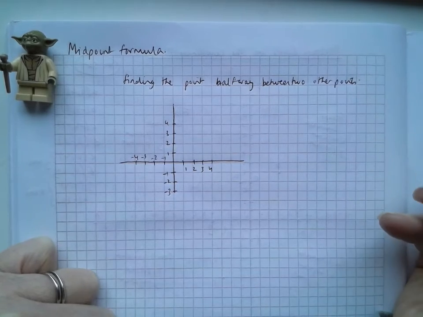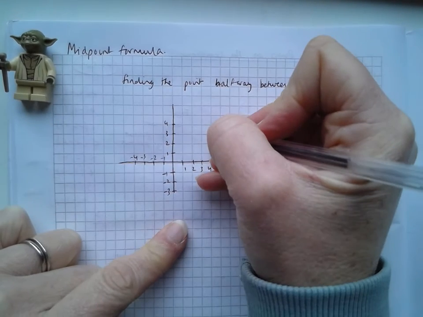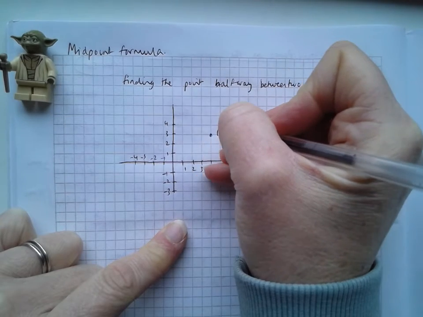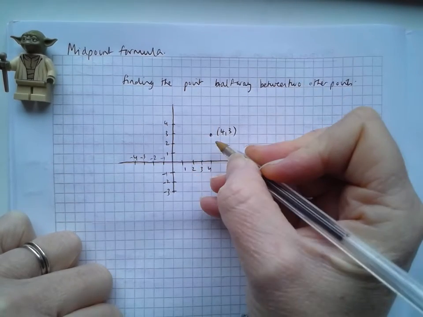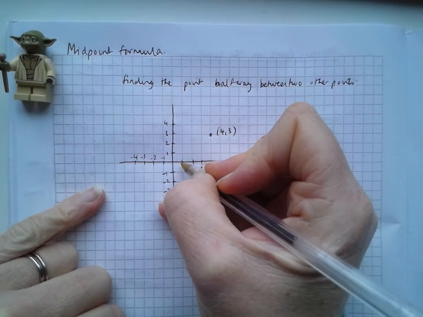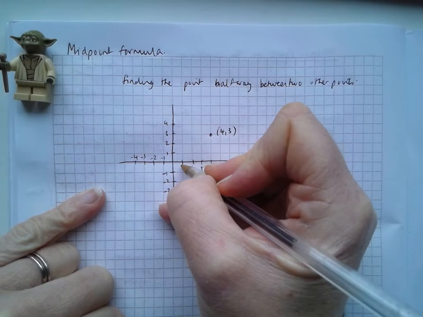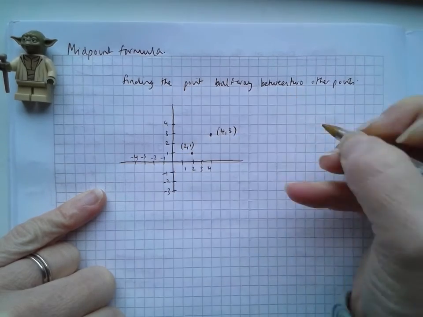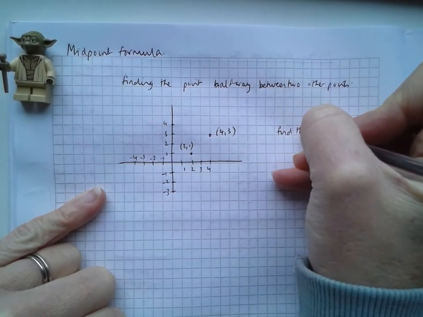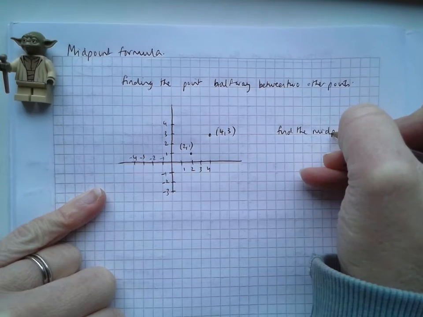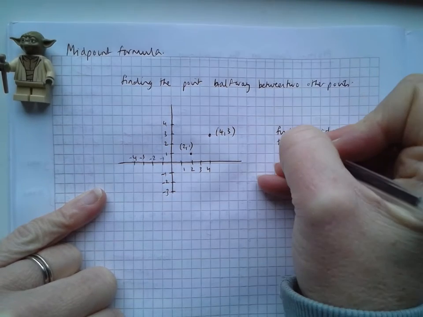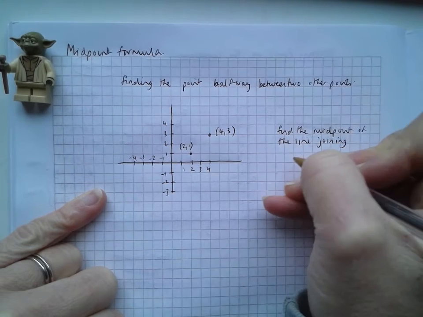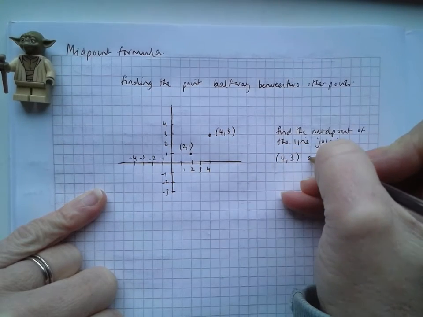And say we're given a point, let's say 4, 3. 4 is the x value, 3 is the y, so 4, 3. And let's say 2, 1. Okay, the point 2, 1. So we're asked to find the midpoint of the line joining 4, 3 and 2, 1.